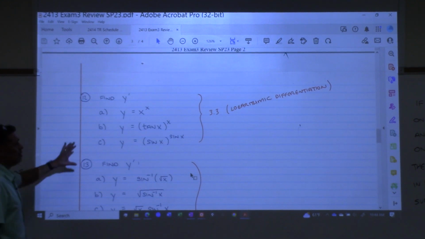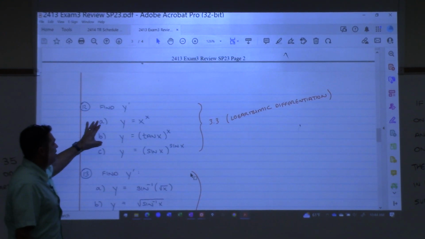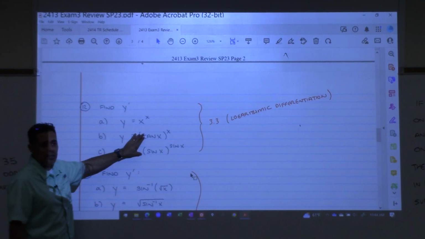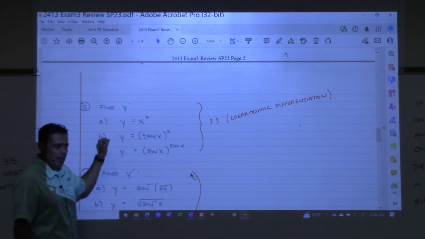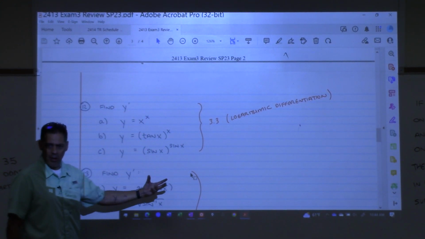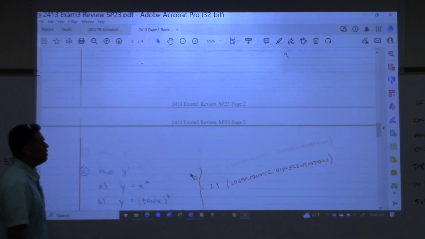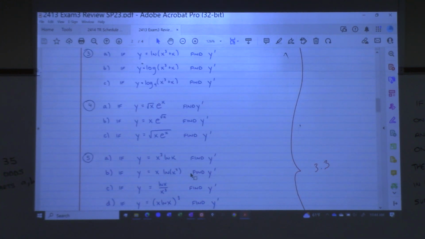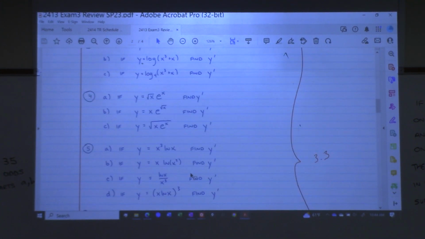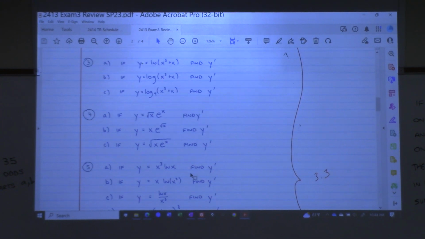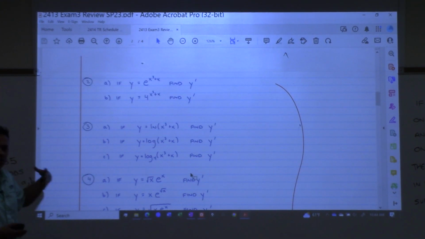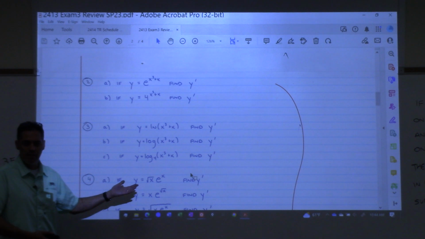This is logarithmic differentiation, which means that the only way to take the derivative of these is to do log on both sides and then bring things down and then apply product rule. So what I don't want you to think when you're doing this review is, oh my gosh, this test is almost all 3.3. Don't look at it that way. I've just tried to give you a good variety of examples, all right?